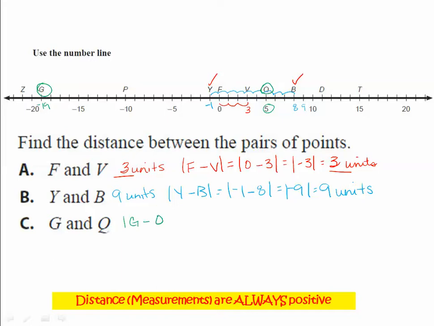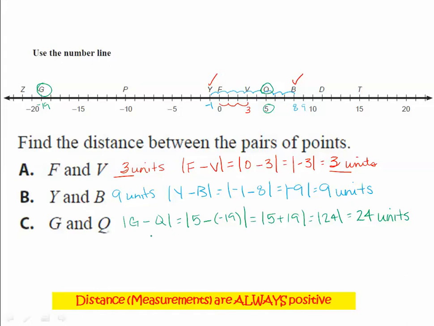So I'm going to say G minus Q. The coordinate of G is 5. The coordinate of Q is -19. Notice that I have a minus sign and a negative sign, and whenever you've got those two together, it's going to make it positive. So let me change that. So 19 plus 5 is going to give me 24, and the absolute value of 24 is 24. So from G to Q is going to be 24 units.